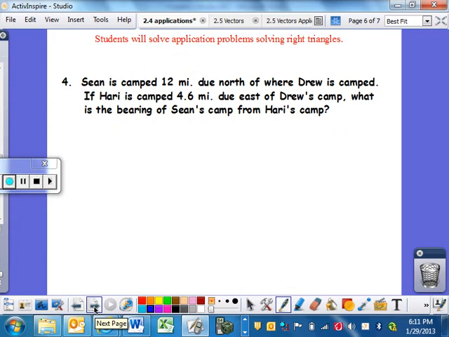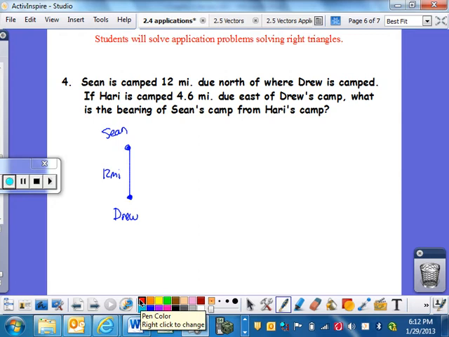So it says Sean is camped 12 miles due north of where Drew is camped. Okay, there's no real good way to do this, so let's just pick a spot. Drew. I'm going to pick, there's Drew. Okay? And it says Sean is camped 12 miles due north. Which direction's north? Straight up. So I'm going to say this is Sean. And I know that this side right here is 12 miles. Okay? What else do I know?